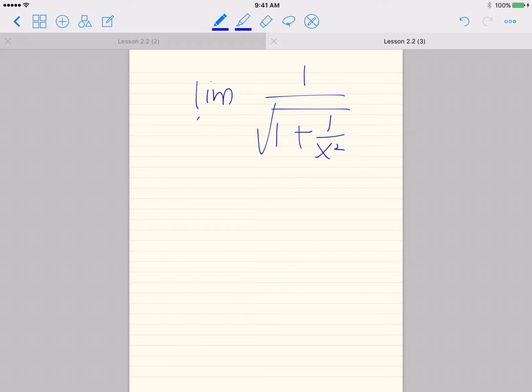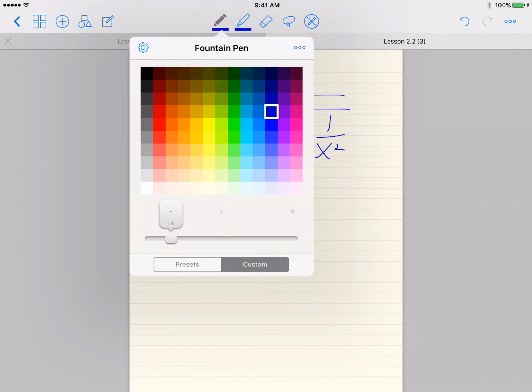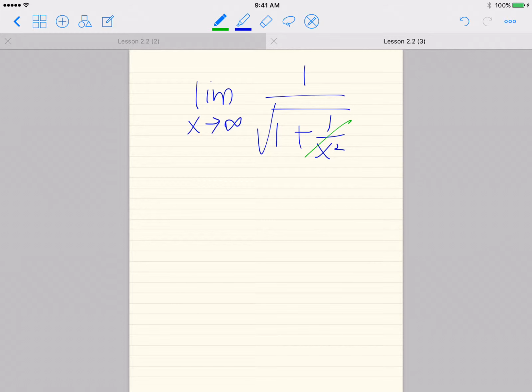And then we're finding the limit of this as the x value is approaching infinity. You could use the properties of limits to break this up if you want to, or, knowing the fact that 1 over x squared will be 0 as x is approaching infinity, your final answer will be 1 over radical 1, which is equal to 1. So that is consistent with the answer that we got with Desmos.